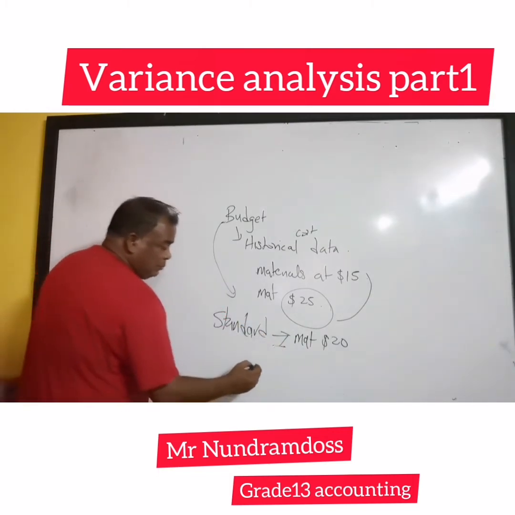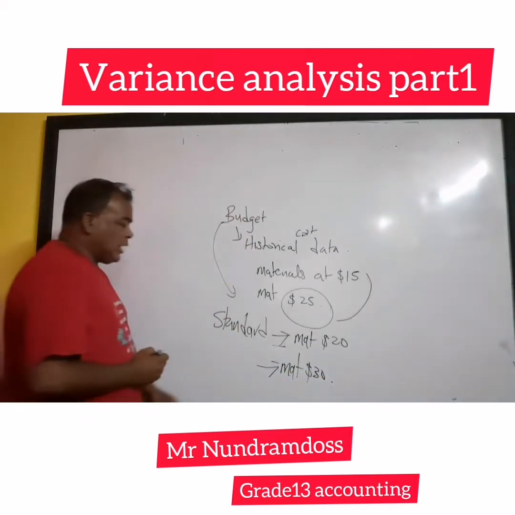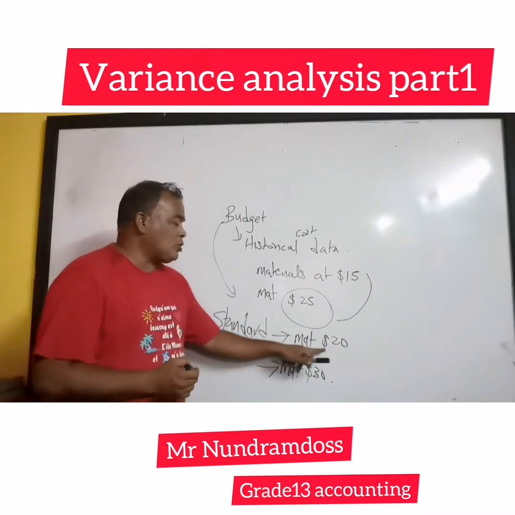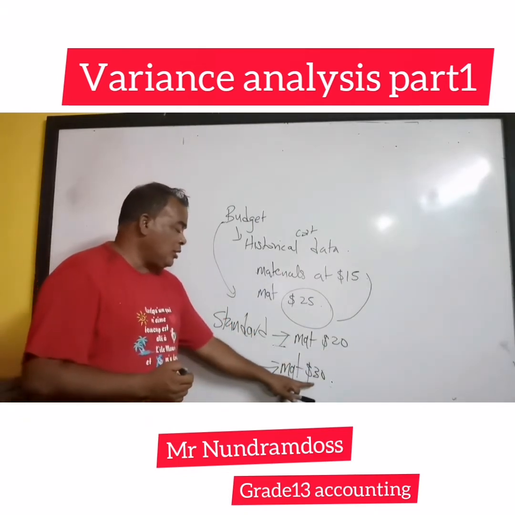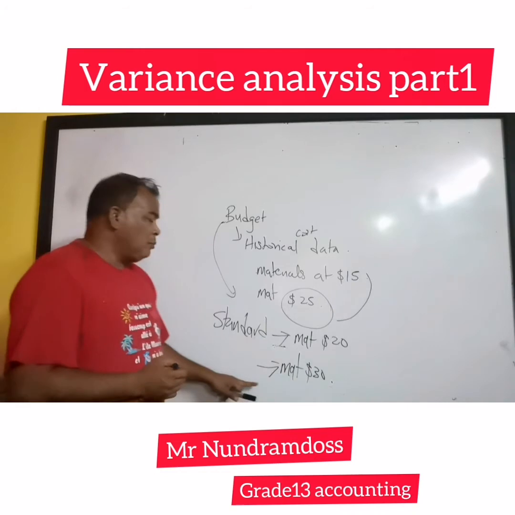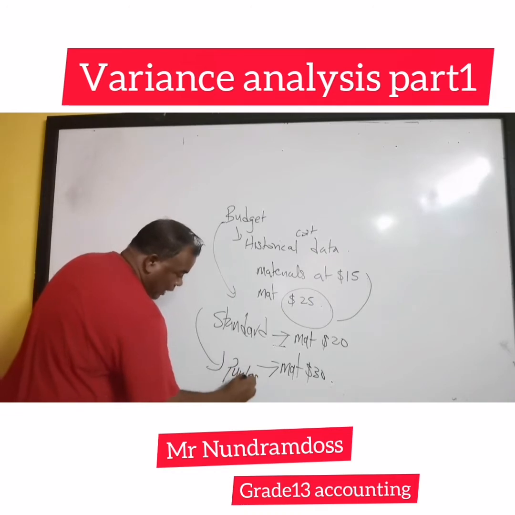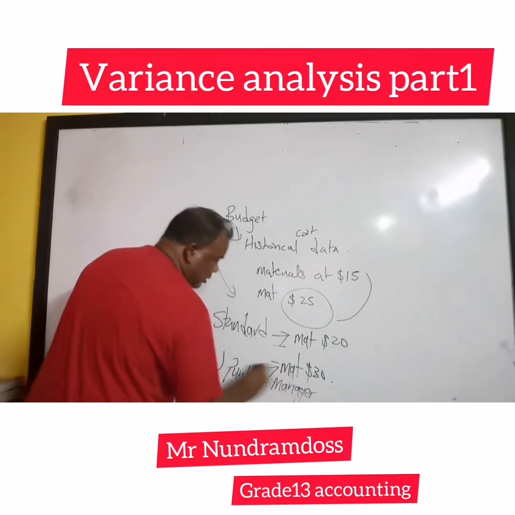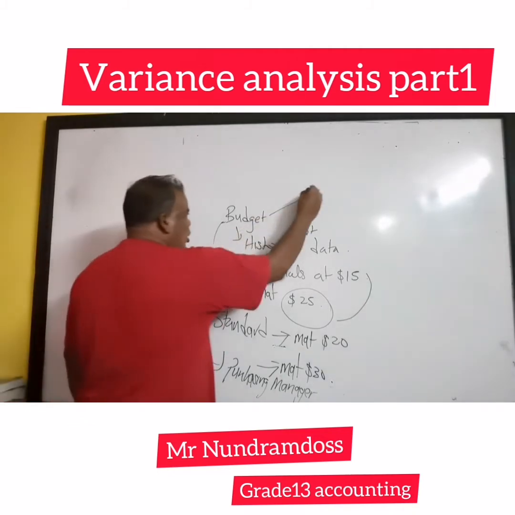But if this time material is bought at $30, in this case we can question the purchasing manager, because this is a standard price. Most companies are buying at $20. So the purchasing manager buys materials at $30, and we can question the purchasing manager. In this case, we can make the purchasing manager responsible for buying materials at higher prices. So the difference between budget and standard, both are projection.